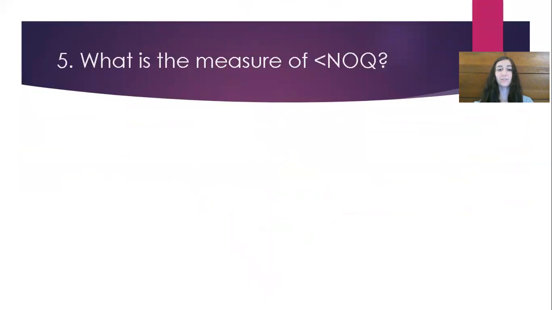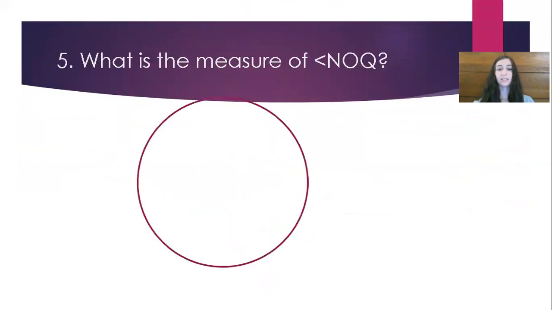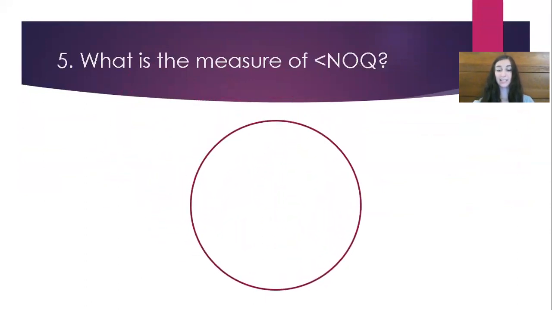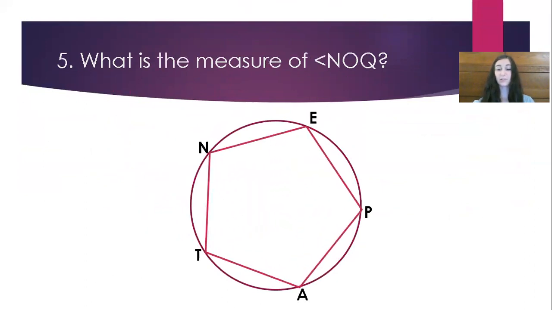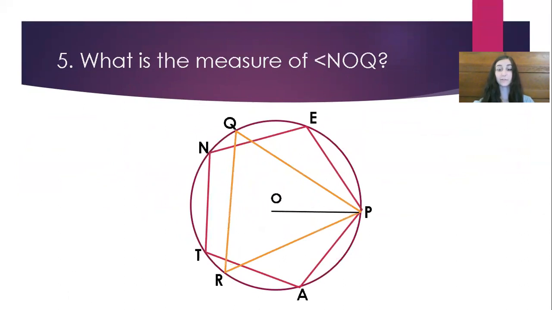Now moving on to question 5, we are given this circle, and there is a pentagon inscribed inside of the circle, and these are the points. Isn't it clever they named it penta? I think that's pretty cool. And they also inscribed a triangle, which is PQR, and they all have a center point of O. Now here's where the measure of NOQ comes in. So we've got to find out what the measure of this angle is.